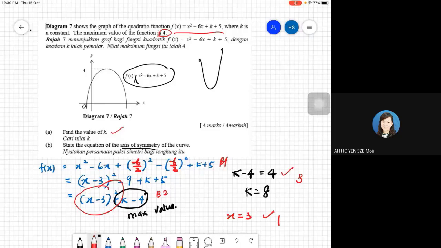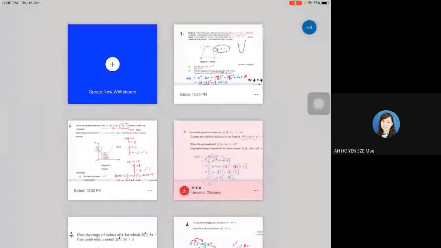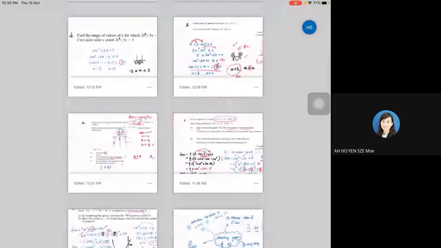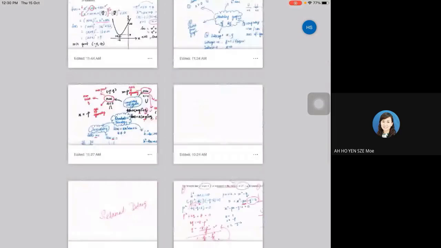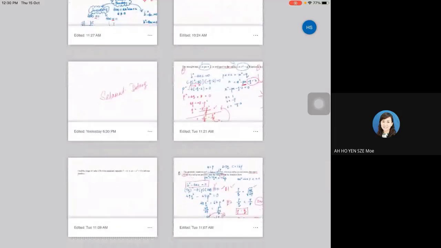So I think that's it for today. I will show you around the 8 question. The sketching, I just managed to show you 1 question. I think later on I will give you all more exercise on it. So you all do it as homework lah.